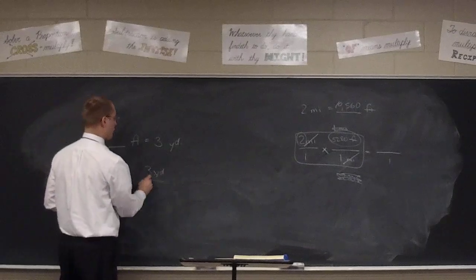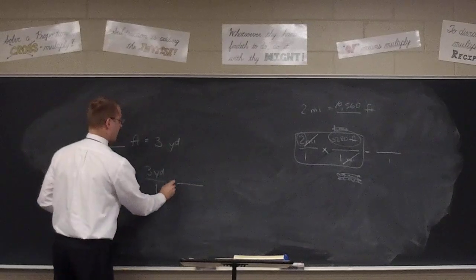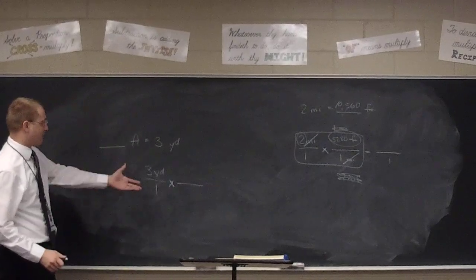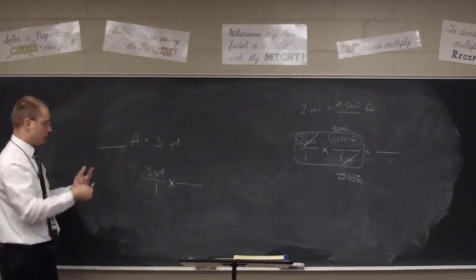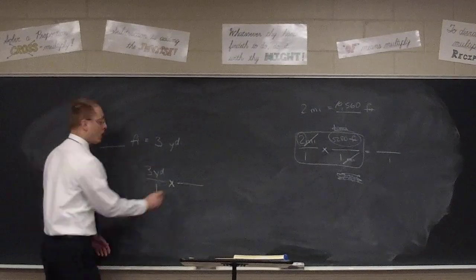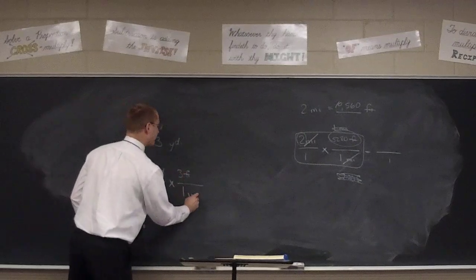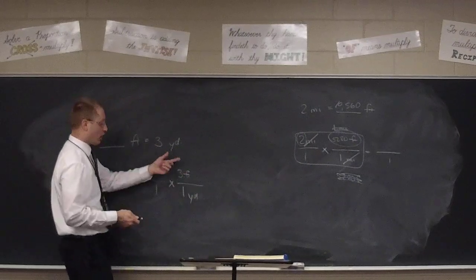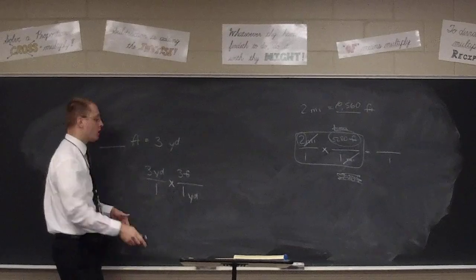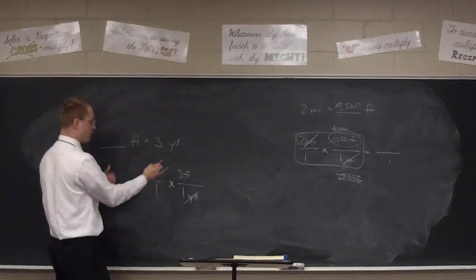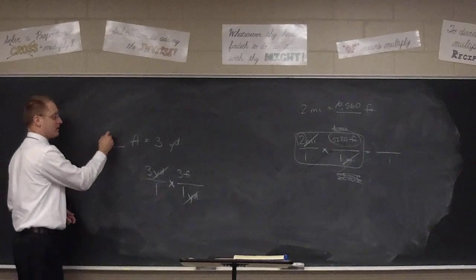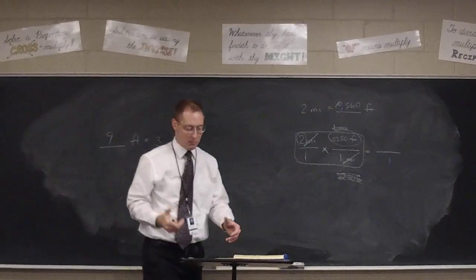Put the given value over 1, and how should I set up my fraction? 3 feet over a yard or a yard over 3 feet? 3 feet over a yard. Why does it have to be 3 feet over a yard, not a yard over 3 feet? So the units can cancel. So the yards can cancel. And now I do 3 times 3, which of course, class, gives us 9 feet. Okay, so that's the idea behind dimensional analysis.